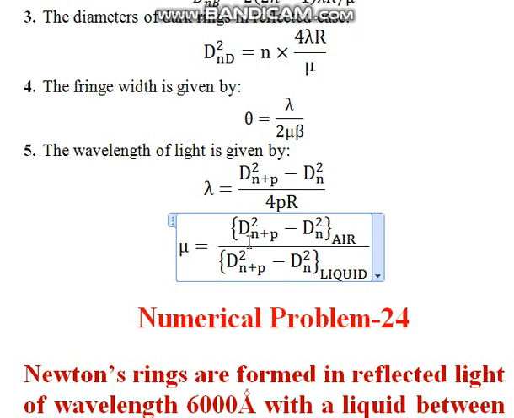This formula is based on the difference of the squares of the diameters of two rings of the same type, either dark or bright, one of lower order and the other of higher order, and the same experiment is repeated in the liquid medium. By comparing the difference in air and in liquid, you may obtain the refractive index of the medium of the wedge film.